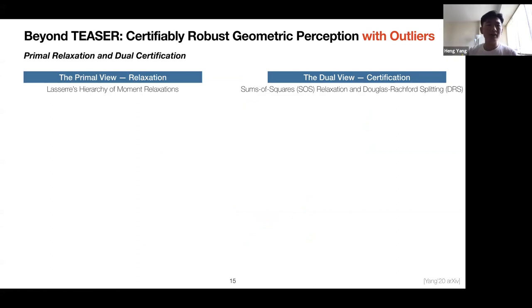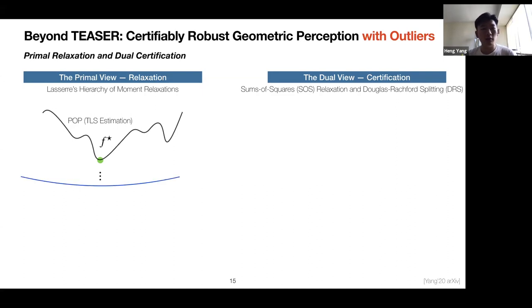So in this slide, I will talk about some very high level aspects of the primal view and dual view. So the primal view, we're trying to solve a generic POP, a non-convex polynomial optimization problem. In our case, the TLS estimation, and the global optimal solution f star is hidden in a lot of local minima. So how do we find the global minimum solution?